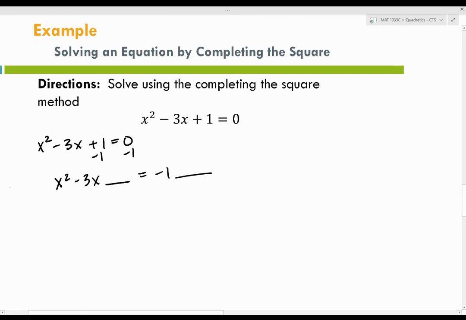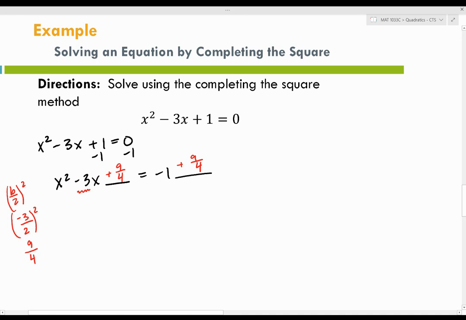Remember, to find that, you do b divided by 2 squared. So b is always the number that's in front of x, the coefficient. So for us, that's -3. We're going to do -3 divided by 2. And that doesn't divide evenly, so we're just going to square both the top and the bottom. So -3 squared is 9, and 2 squared is 4. So we're going to add 9 over 4 in both of those blanks.